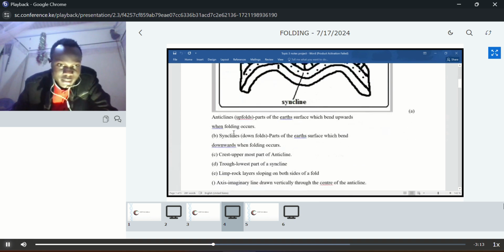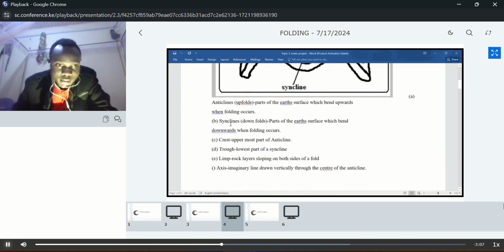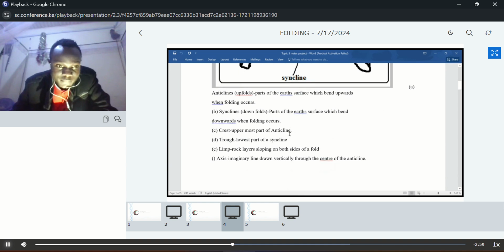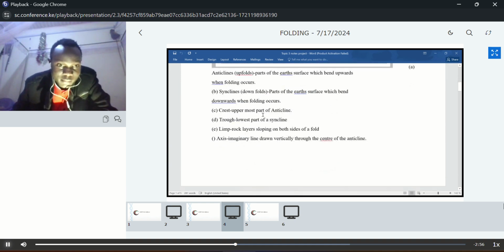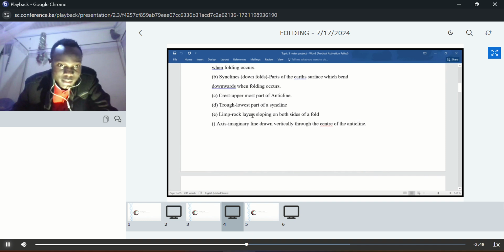I talk about the anticlines. These are the upfolds, or parts of the earth surface which bend upwards when folding occurs. While the synclines, they are also called the downfolds, and these are the parts of the earth surface which bend downwards when folding occurs. You have the crest, that is the uppermost part of an anticline. You have the trough, the lowest part of a syncline. You have the limb, that is the rock layers sloping on both sides of a fold.